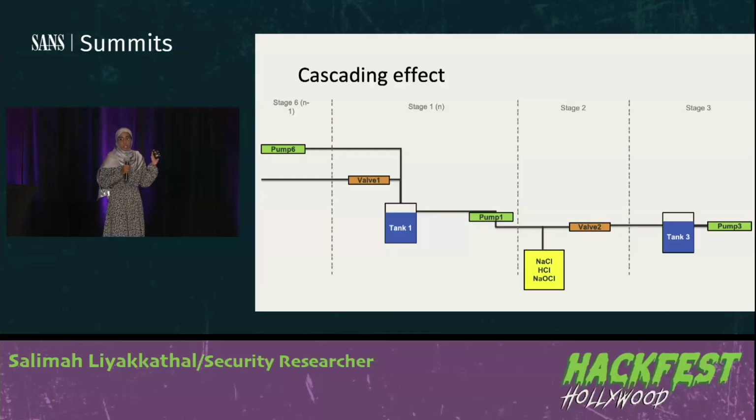This is under normal operation. We have stage 1, which is N, which consists of valve 1, tank 1, and pump 1. Then we have stage 2, which consists of valve 2 and some chemicals for pre-treatment of the water. Then stage 3 consists of tank 3 and pump 3. And then we have stage 6, N-1, in this case just 6, which consists of pump 6. So this is what it looks like under normal healthy operation.